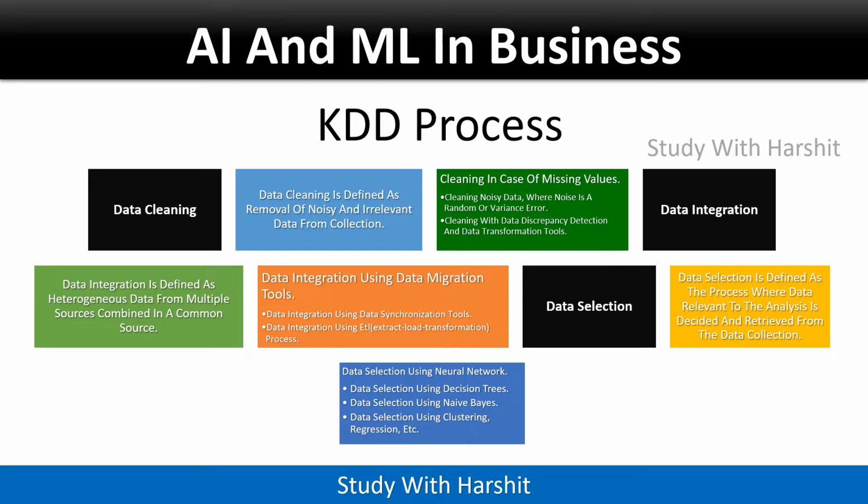Data selection. Data selection is defined as the process where data relevant to the analysis is decided and retrieved from the data collection. Data selection by using neural network. Data selection using decision tree. Data selection using naive Bayes. Data selection using clustering, regression, etc.